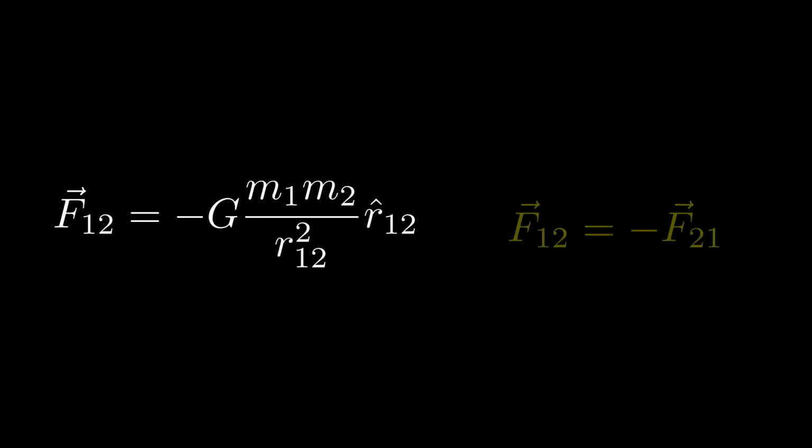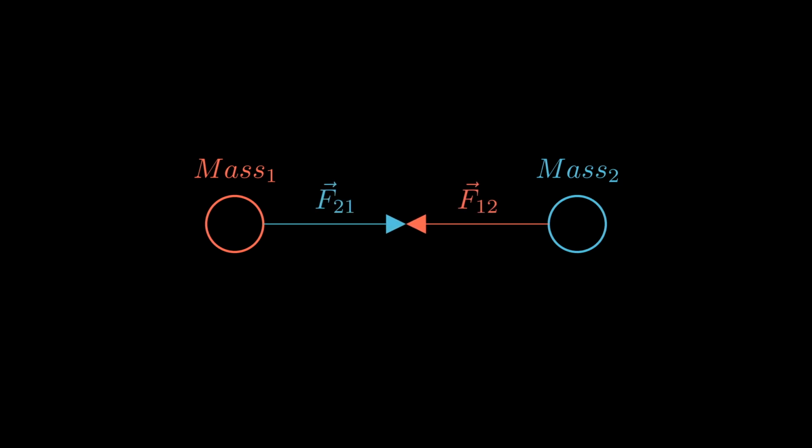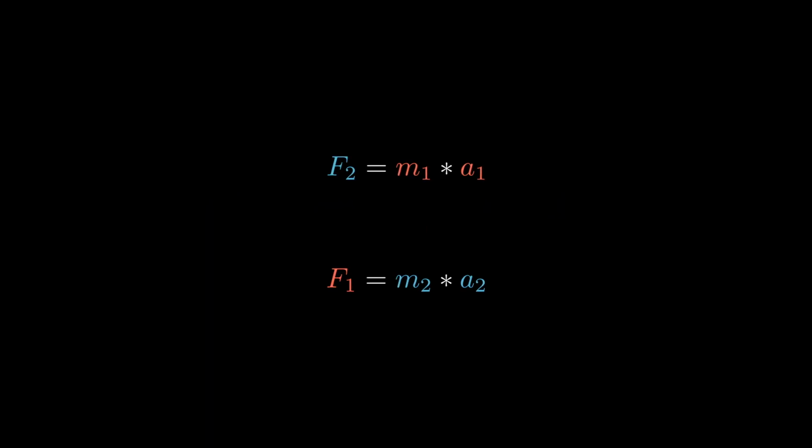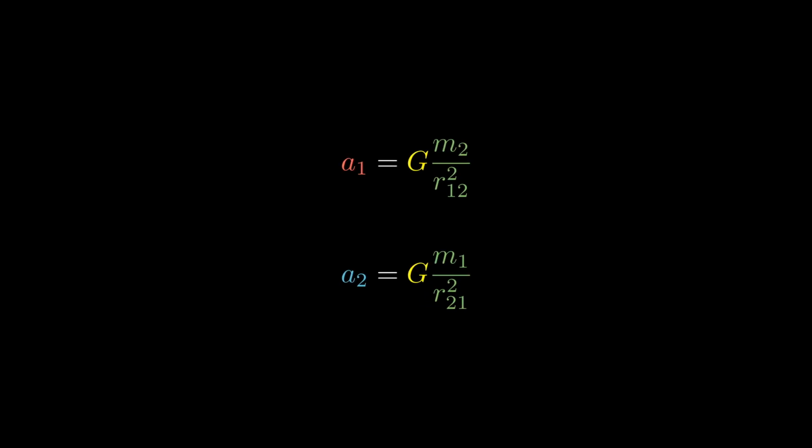This force can also be connected to Newton's third law, written on the right. One important note is that these two forces have equal magnitude, meaning that no matter the relative mass of the objects, both of them will feel the same force. Let's focus now on the acceleration that each body would have. As we can see, its acceleration depends on the other body's mass, and not its own.